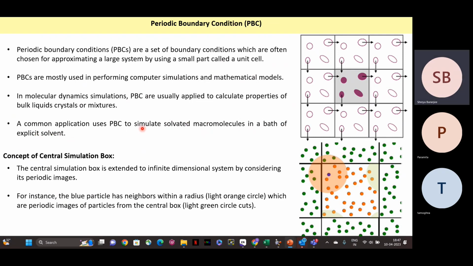So from PBC, there comes the concept of central simulation box. The central simulation box is extended to infinite dimensions by considering its periodic images. For instance, this blue particle here has neighbors within a radius shown by this light orange circle. And these neighbors are periodic images of particles from the central box. So this central box is representative of the entire system. And if you have the picture of the molecular dynamics of the central box, you can translate it into various directions and get an idea of the entire system.